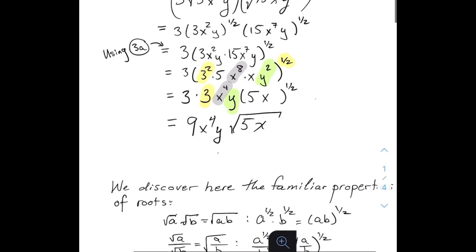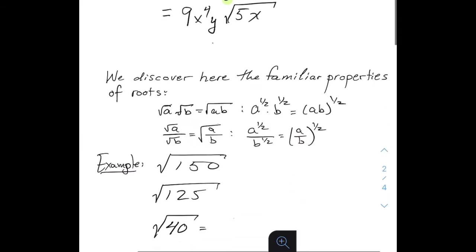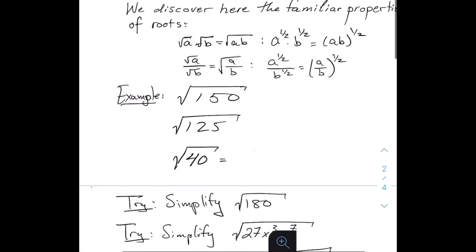So we discover here the familiar properties of roots, that the square root of a times the square root of b is the square root of ab. That follows from 3a. The square root of a over the square root of b is equal to the square root of a over b. That follows from 3b. Let's look at some examples with numbers.